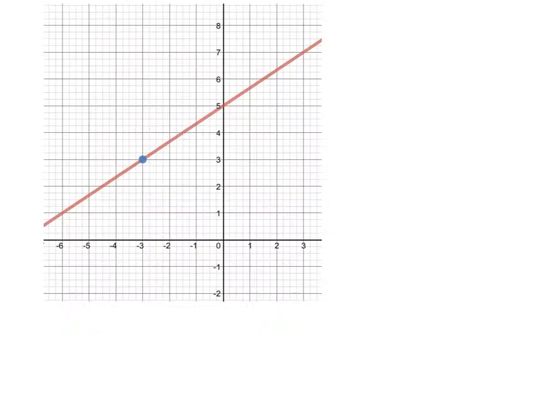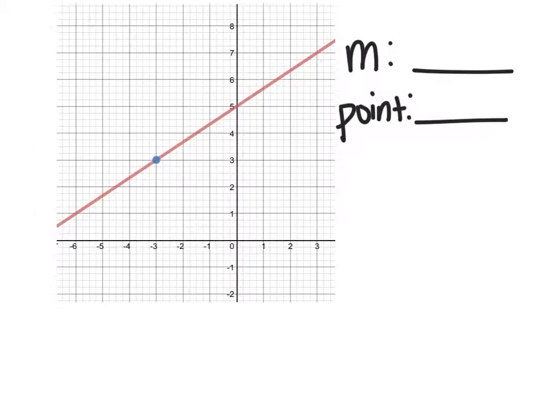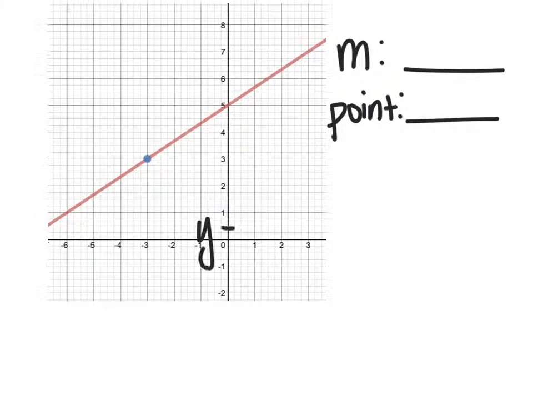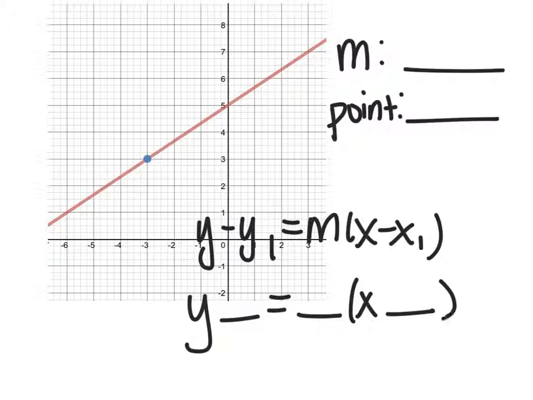Sometimes they're going to give you a line, and they're going to ask you to identify the point-slope form of the line. So that means I still need a slope, and I need a point. And I'm still putting it in the form of y minus y1 equals m times x minus x1. So I'm going to write this with my blanks wherever I'm going to need those. So I need a blank for y1, a blank for m, and a blank for x1.